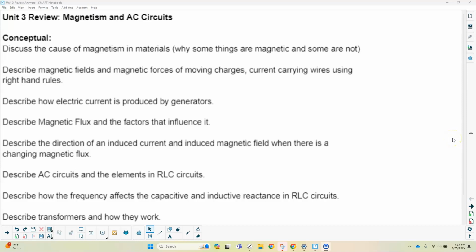All right, everybody. So this is Unit 3 review. This unit focused on magnetism and alternating current circuits, how we create electricity and how those circuits work for different elements. The conceptual part I'm going to skip over because you can read through your notes and find those answers.